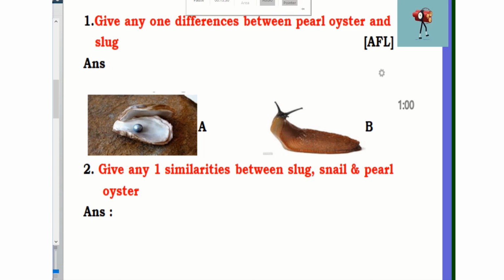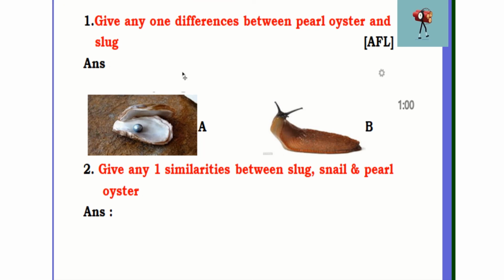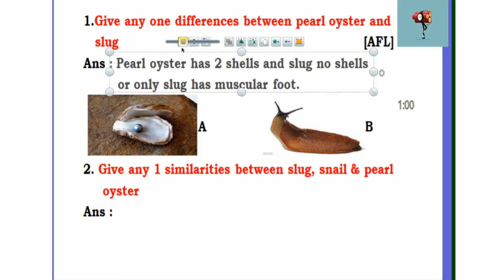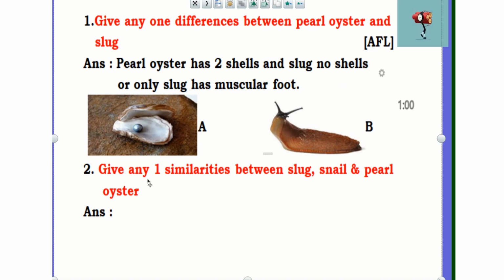Now let's have a quick AFL. Give any one difference between pearl oyster and slug. Think about it. Yes, pearl oyster has two shells and slug has no shells, or slug has a muscular foot. Good job. Let's move on to the next one.